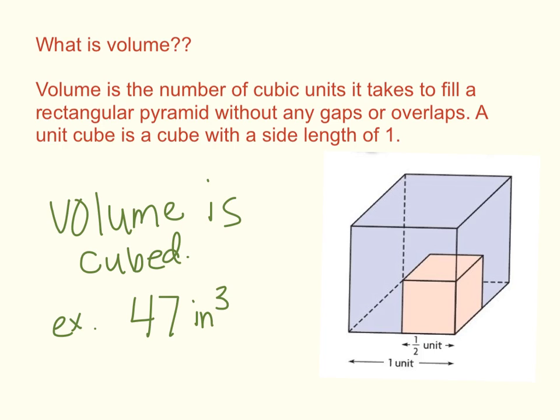So what is volume? Volume is the number of cubic units it takes to fill a rectangular pyramid. Well, that should say prism, sorry. Let me change that. Rectangular prism without any gaps or overlaps. A unit cube is a cube with a side length of 1.